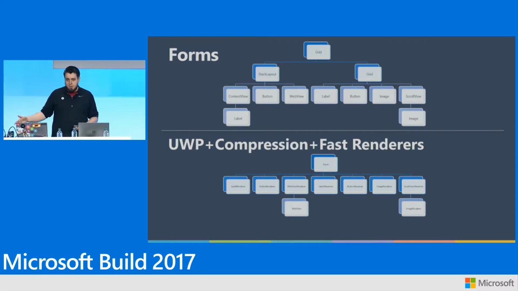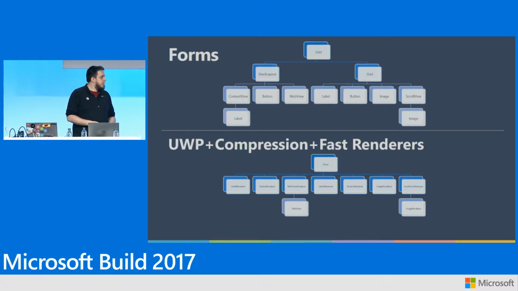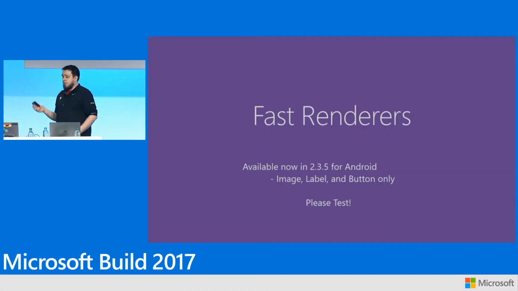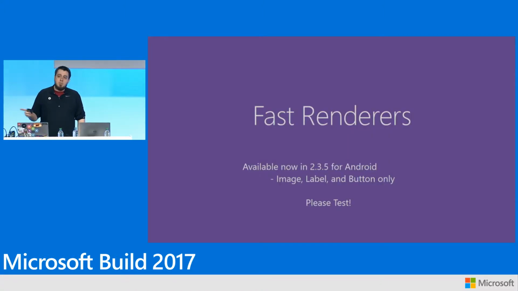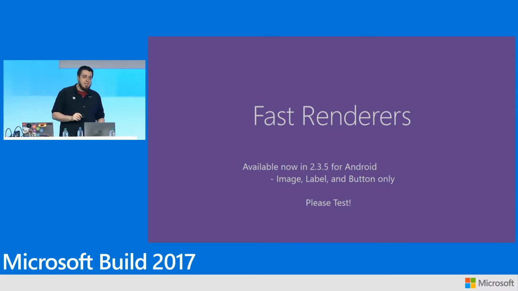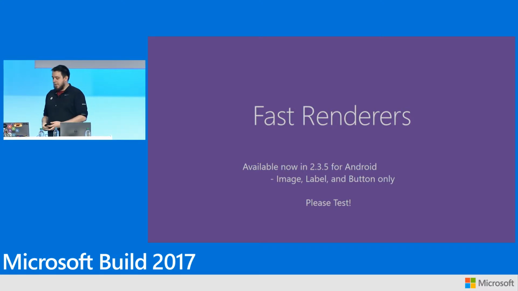And we're going to be hitting Android first, because I believe that's where most of you will agree the biggest performance problems exist. And we'll be moving on from there. So fast renderers, you can get them in 2.3.5 now, but image, label, and button only. Please test them out. Let us know what kind of performance improvements you get. If you have a page that's really heavy in those 3 controls, we're really interested to hear how it goes.